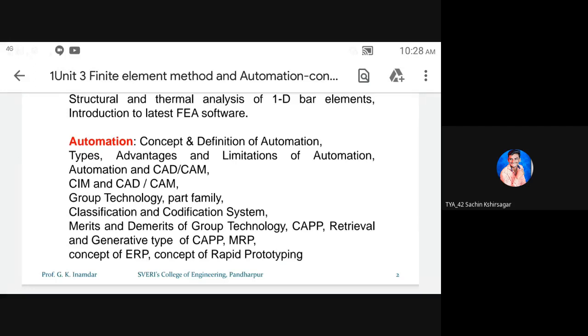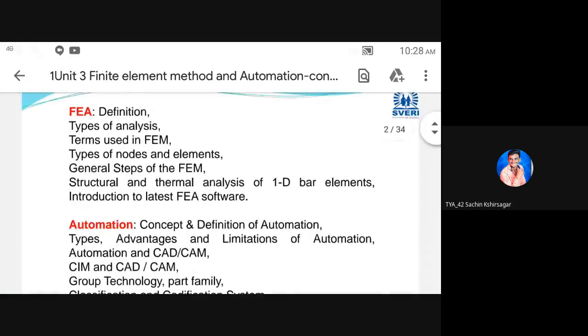Automation, classification and codification system. Also the merits and demerits of group technology, CAPP, retrieval and generative type. These are also important points. Regarding automation, we will study in this chapter the ERP concept and rapid prototyping. Now this is all about our syllabus. Okay.